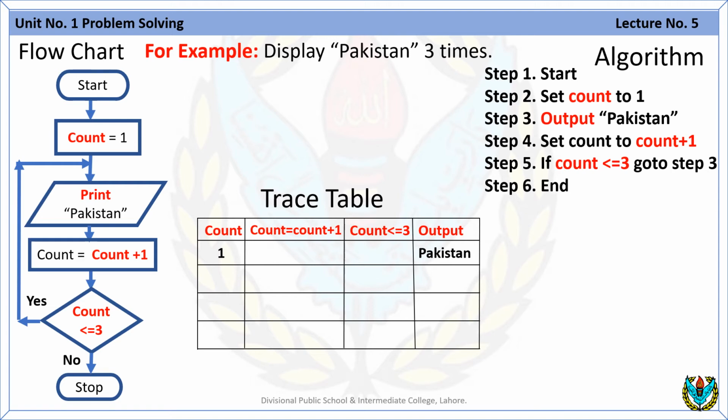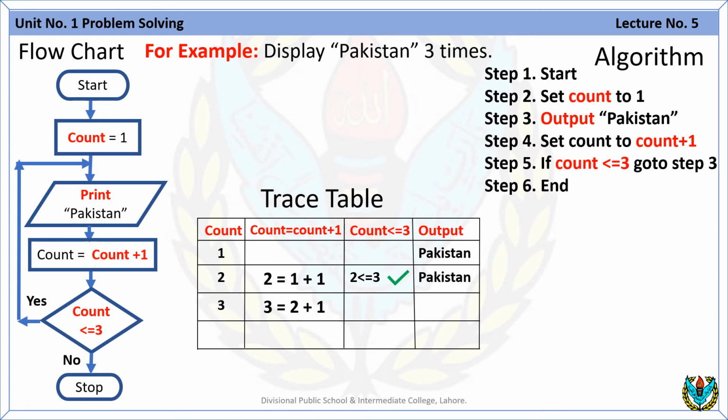Next step, we add 1 in variable count. Now count becomes 2. In the third column, we will check the condition for its validation, whether the value of count is less than or equal to 3. Answer is yes. So we move toward the third step of algorithm and print Pakistan second time. Again, on step 4, we add 1 in variable count and it becomes 3.